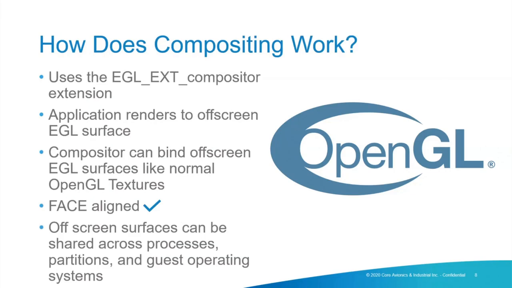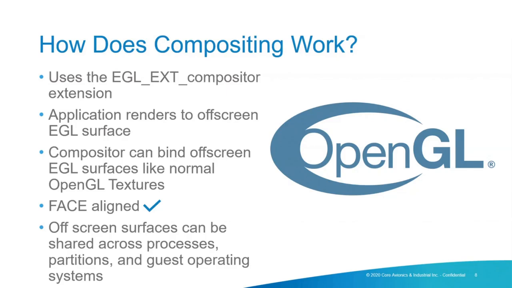So compositing in OpenGL makes use of the EGL ESD compositor extension. Those of you familiar with OpenGL would know that there's a distinction between OpenGL and the windowing library on top of it. A standard library that's provided with most embedded OpenGL implementations is the EGL library. This EGL library has an extension called the EGL ESD compositor extension that allows composited surfaces to be used within EGL and then passed to OpenGL.